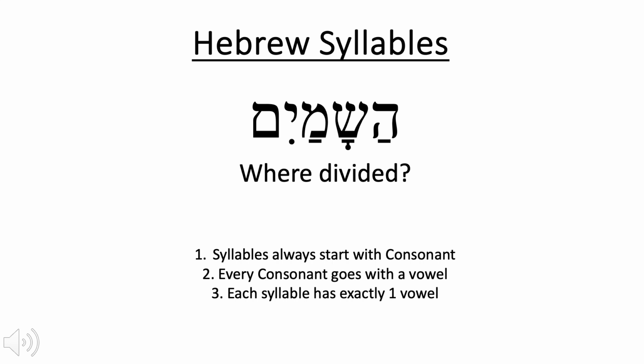Here we have the word hashamayim, the heavens. You will notice that we have a hey plus a patach, a shin, although it's not marked with the dot to the right of the shin, but a shin with a kametz, a mem with a patach, yod with a hirik, and a mem. The question is, how would we divide this? Keeping in mind, again, that syllables always start with consonants. Every consonant goes with a vowel. Every syllable has exactly one vowel.